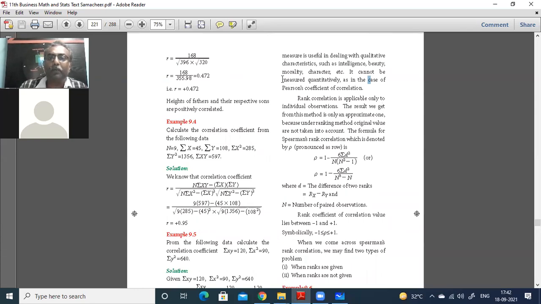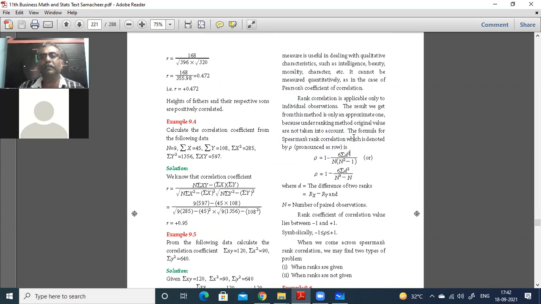But beauty is a qualitative measure. Same way, moral values. This guy is 120 units honest. What is that? Moral character, morality, character, intelligence, beauty. All this you can only give approximate values, and therefore you are using ranking. So there also you can still use correlation.